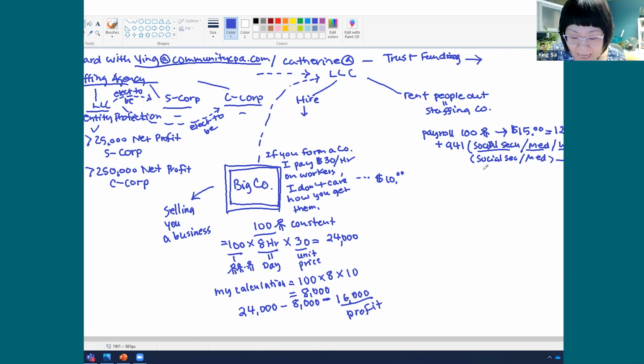So you need to add 10% of 12,000. That gives you what? 1,200 to your paycheck because that's your match. What else you need to add, folks? Work comp, workers' compensation. And this one depends on what business you are in.